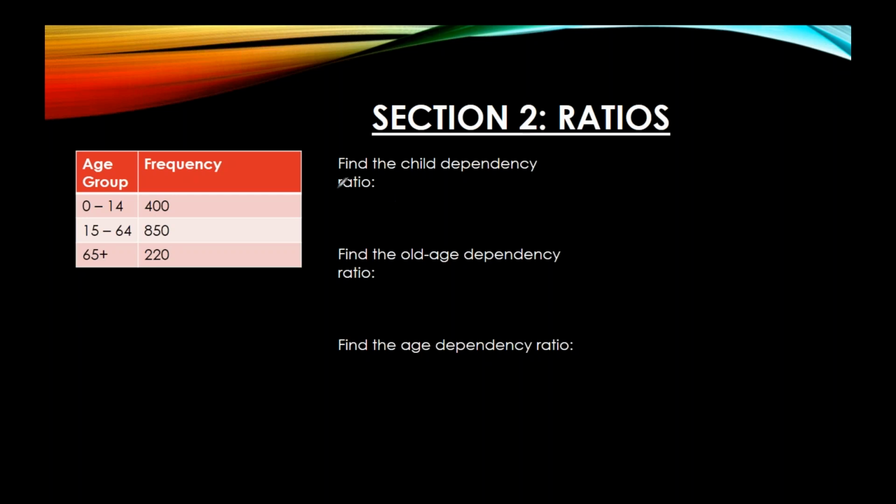So, okay, child dependency. Again, remember, that's 0 to 14-year-olds divided by the working class, 15 to 64. So how many children do we have in this particular example? 400, thank you. So I've got 400 children, and I'm going to divide that by how many workers? 850. Excellent. Okay, so we divide that because we want to make it a decimal, right? That's part to part, so we can't write it as a percent, but we can write it as a decimal. Let's go to 3 decimal places just for fun. What is this to 3 decimal places?